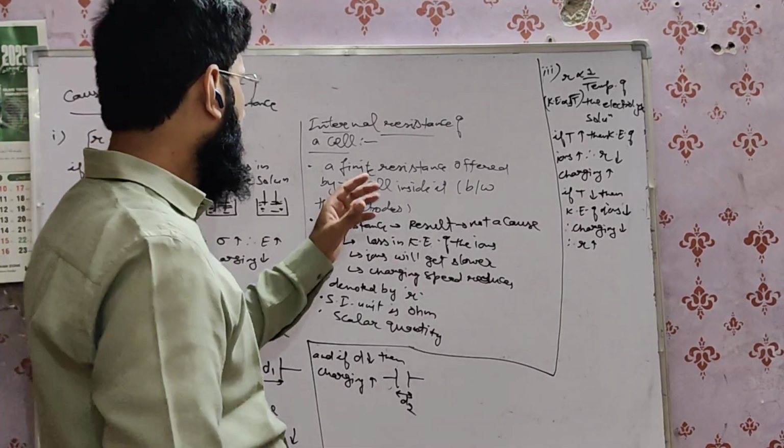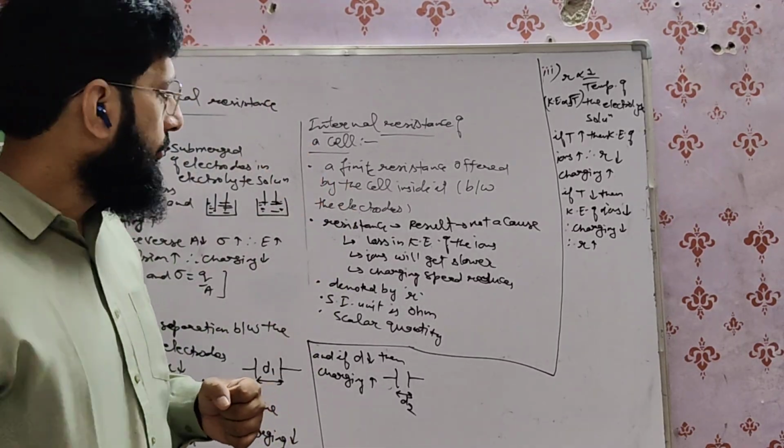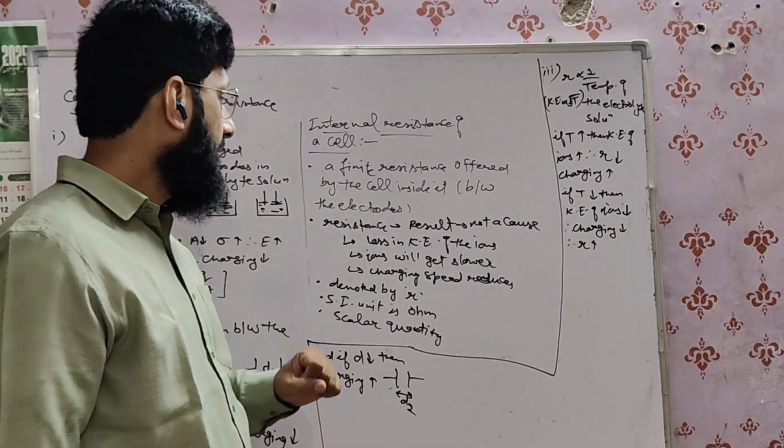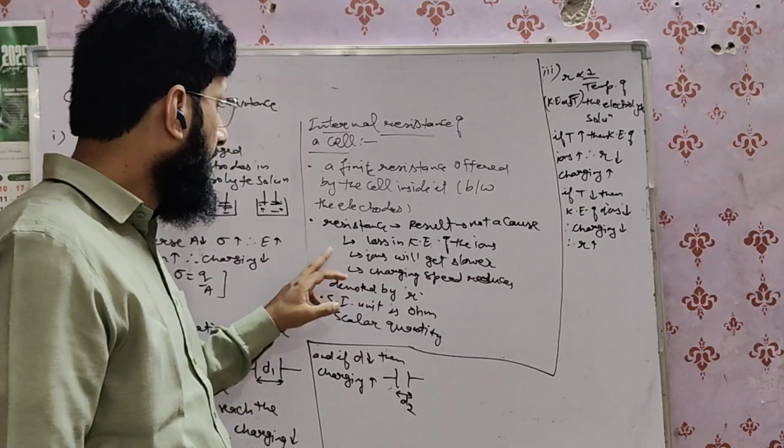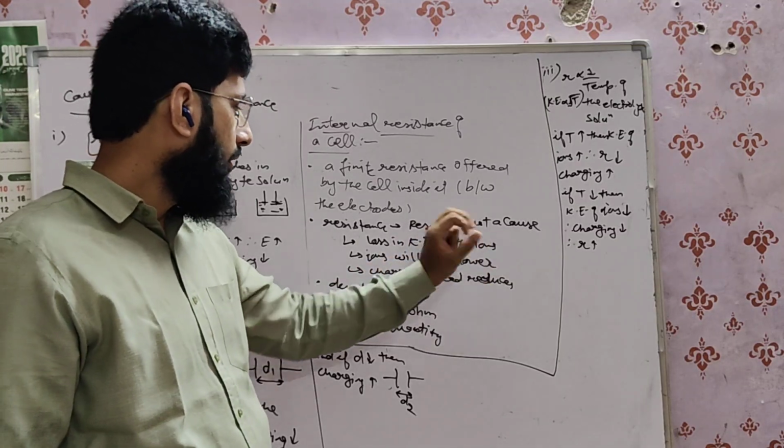So let's learn about internal resistance of cell. First of all, what is it? The resistance offered by the cell inside it between the electrodes is called the internal resistance. What is resistance? A result, not a cause.